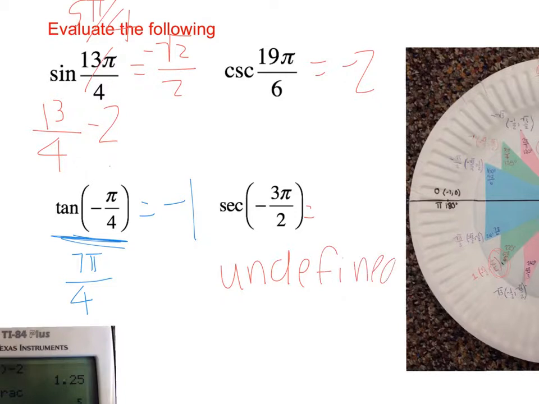Flipping over 0 doesn't make another 0, right? 0 over 1 is not the same thing as 1 over 0. I can't ever do 1 over 0. Anytime I try to divide by 0, it becomes undefined.